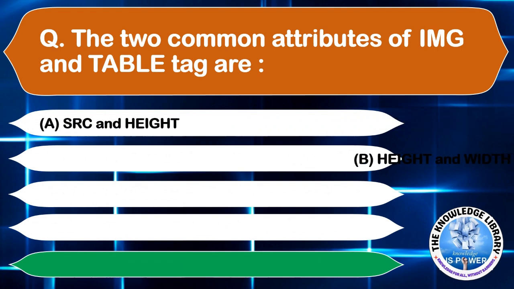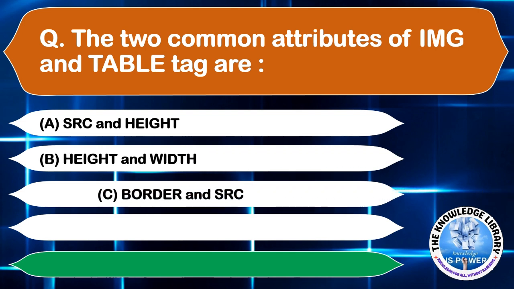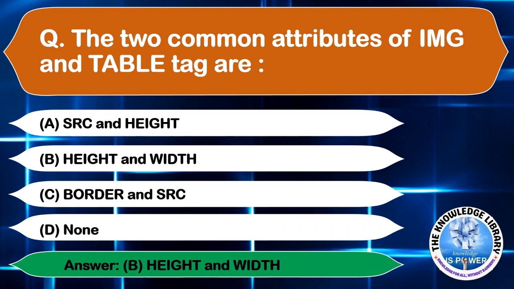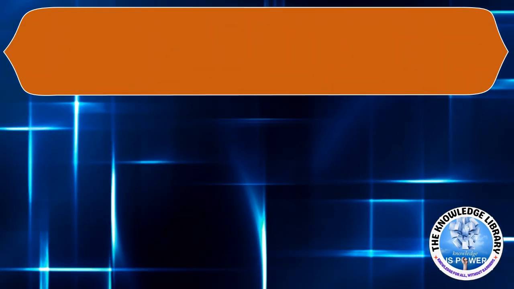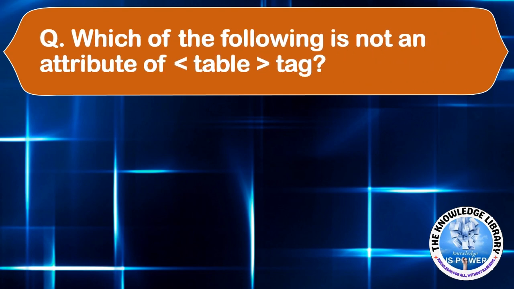The next question is, the two common attributes of image and table tag are option A, source and height. Option B, height and width. Option C, border and source. Option D, none. The correct answer is option B, height and width.